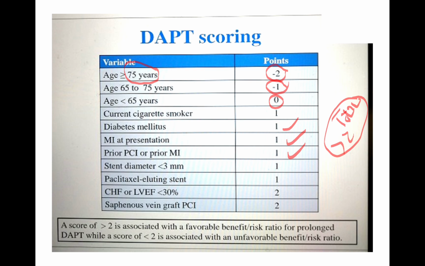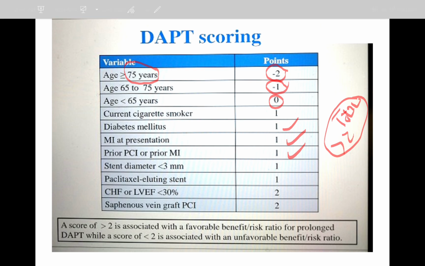Accordingly, a score of more than 2 is associated with a favorable benefit-risk ratio for prolonged dual antiplatelet therapy. That means if it's more than 2, give antiplatelet and continue with antiplatelet. If less than 2, you can stop it. Simply, that's the score system. That's what it means.